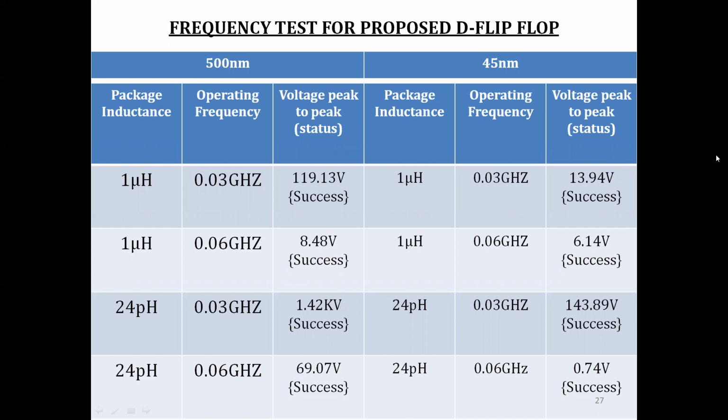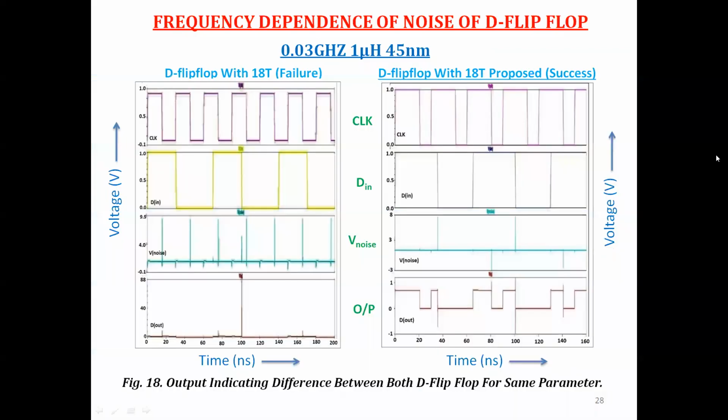Here one thing to note is that the VPP for 500 nanometer technology is much higher than for 45 nanometer technology. But why? This is because by decreasing the channel length of the MOS capacitance, a large current flows through the gate to bulk terminal. As the current flow is high, the noise is also high, because current is directly proportional to the supply noise of a D flip-flop or any other electronic circuit. Let's check the output by comparing the previous and the proposed design. We can observe that the output of the proposed design is success.